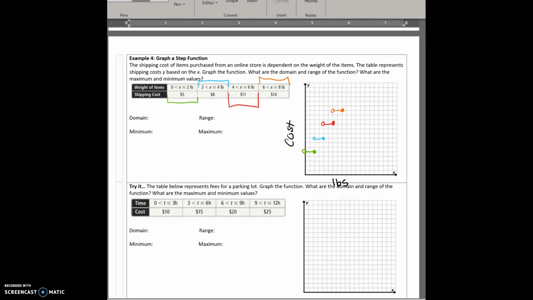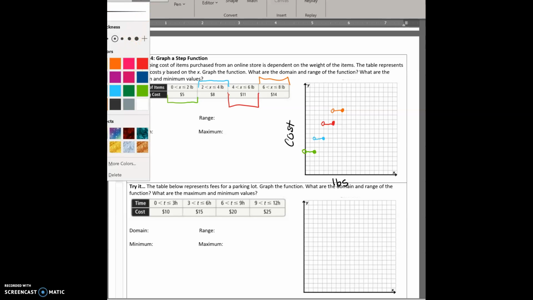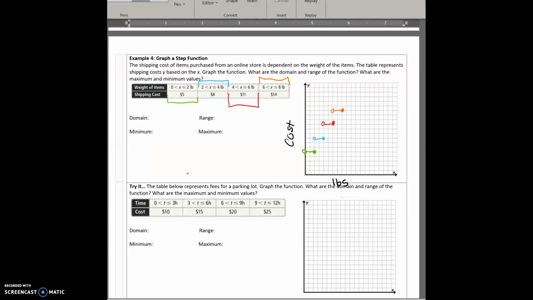So now, go ahead and we are going to identify the domain, range, maximum, minimum, all of that. So the domain, we start at 0. We didn't include it though, so it's not going to be included. And then we went to a max of 8 pounds, and that was included. So you could write it this way, or you could write soft bracket, 0, 8, hard bracket.